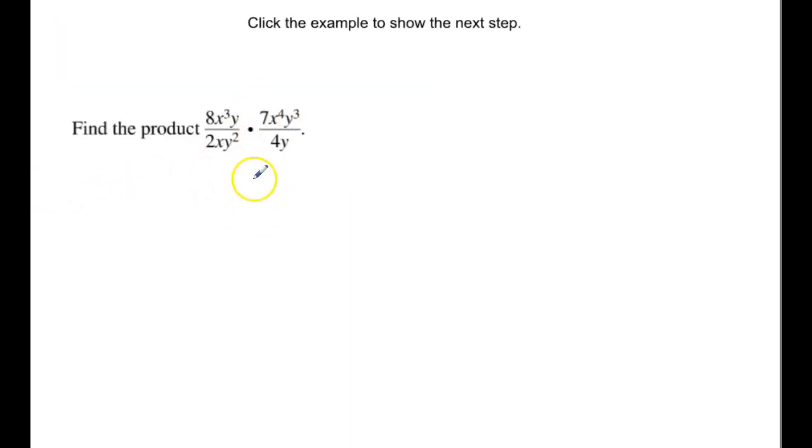So now let's look at an example, right? So I'm supposed to find the product of these. So I want to go ahead and just multiply straight across. Well, I know that 8 times 7 is 56. X cubed times x to the 4th is x to the 7th. Y times y cubed is y to the 4th. So that's the numerator. Now let's look at the denominator.